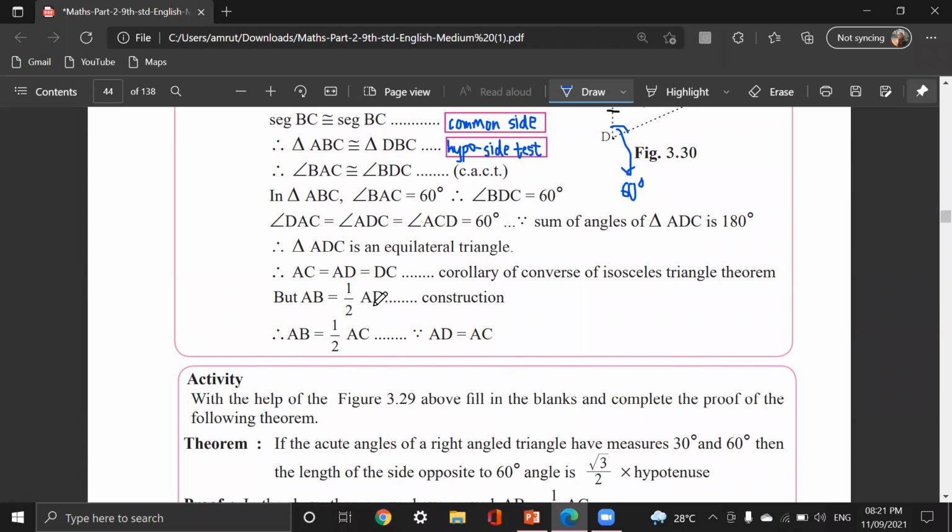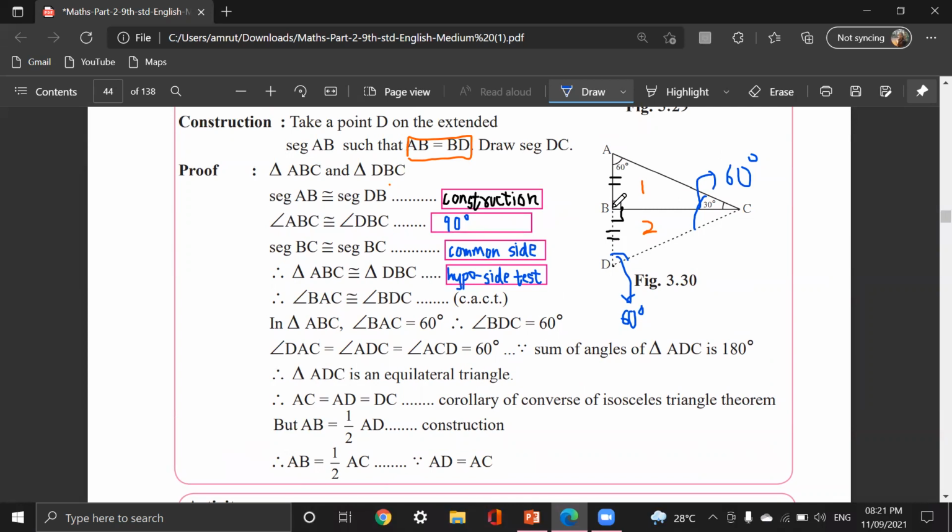But AB is half of AD. We already know that AB is half of AD. Why? Because of the construction, AB is equal to BD. So if this is 3 and this is 3, the whole length AD will be 6 centimeters. So AB, which is small, will be half of the whole length AD because of the construction.